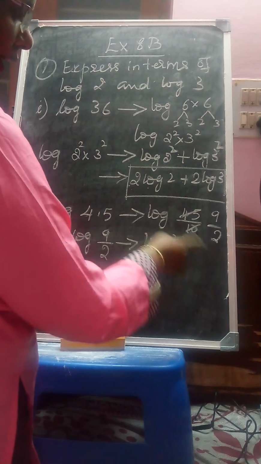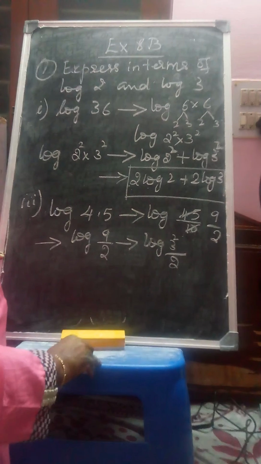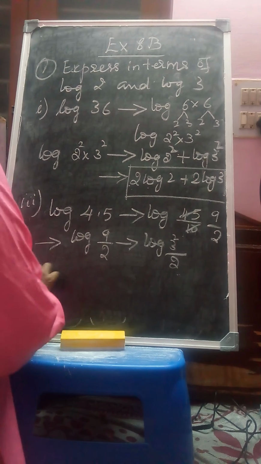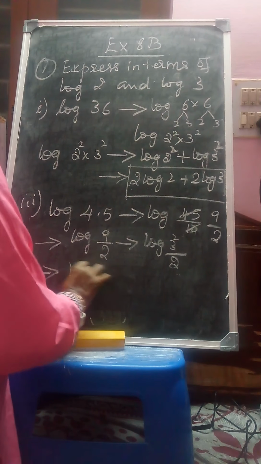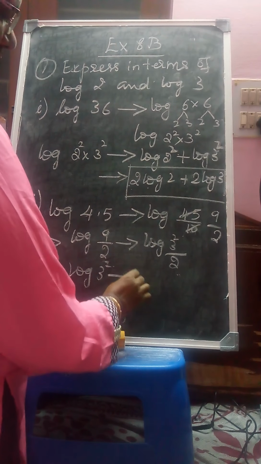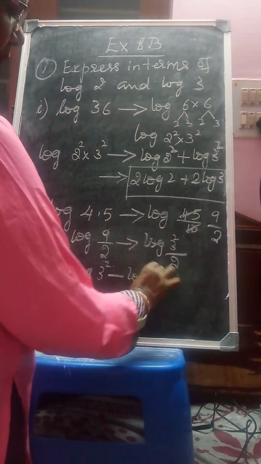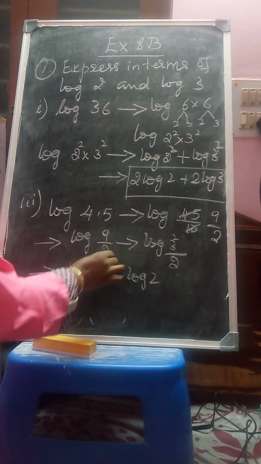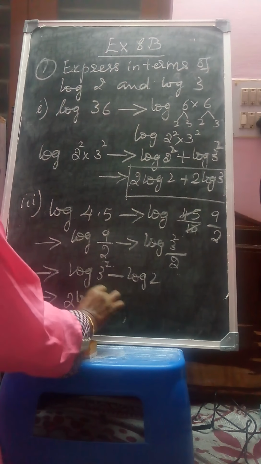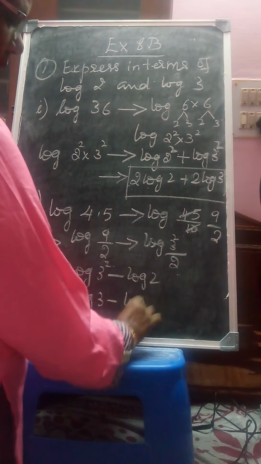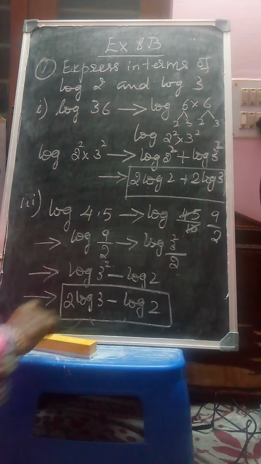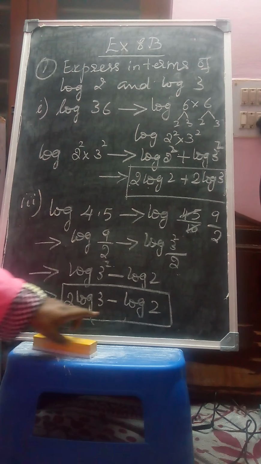Okay. Now see here, we are going to use the quotient law. Because it's a fraction, I can use the quotient law. So this will be log 3 square minus log 2. Now here I can use the power law. This becomes 2 log 3 minus log 2. See, I have expressed 4.5 in terms of log 2 and log 3.